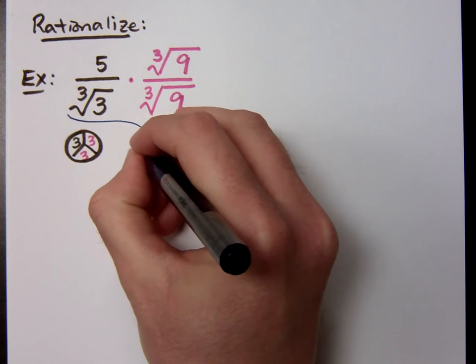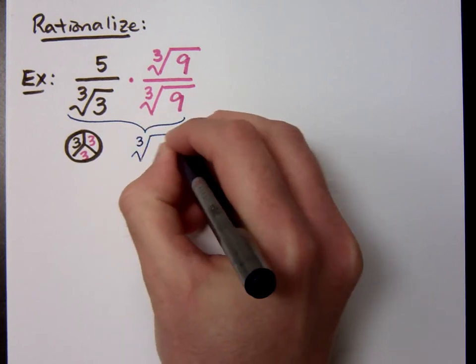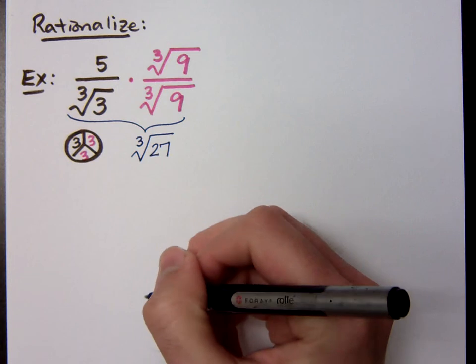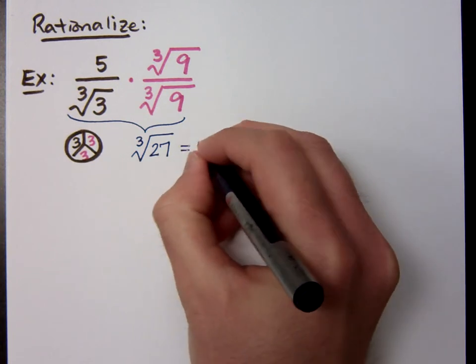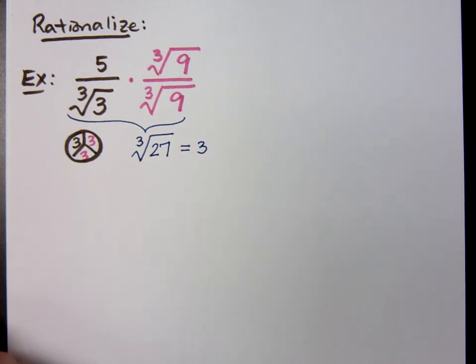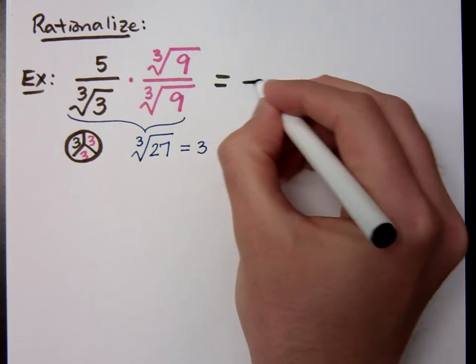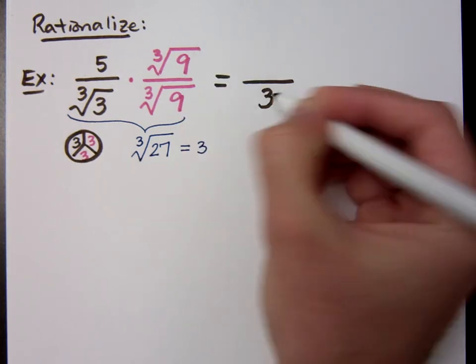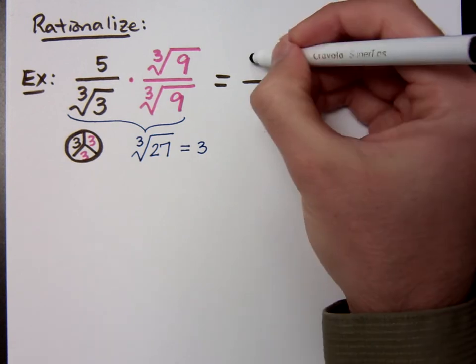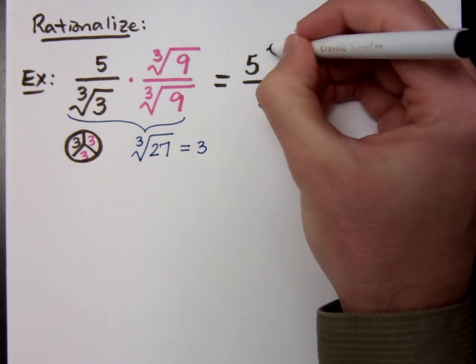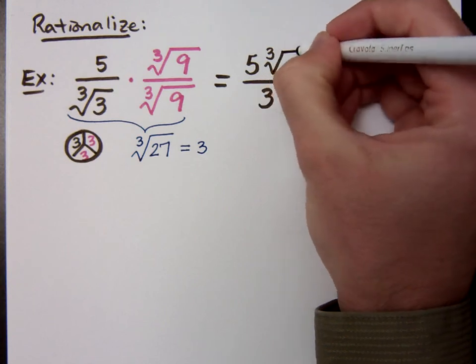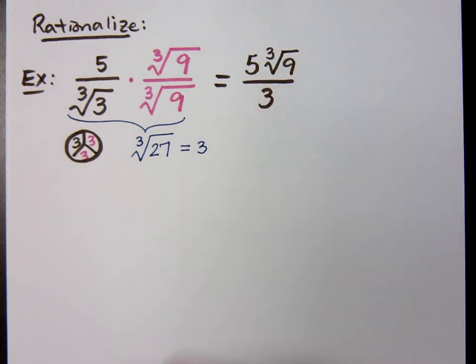So all of this stuff would give me the cube root of 27, which is just going to equal what? 3. So my denominator now is the 3 free and clear. And what's in my numerator? 5 cube roots of 9. If I were dealing with just the square root, I wouldn't have used 9, would I? Nope. But the higher that index is, the more pieces you're going to need to complete whatever's there.